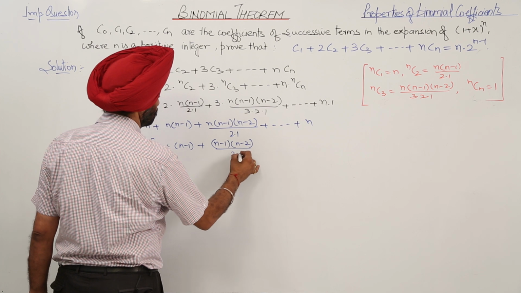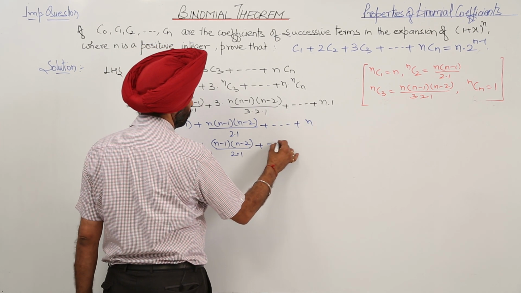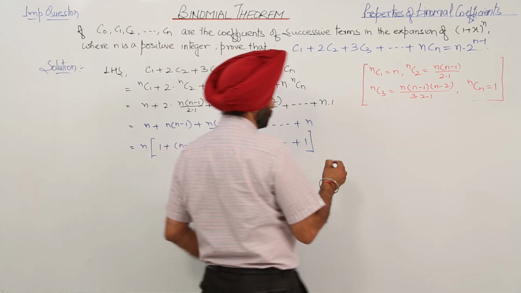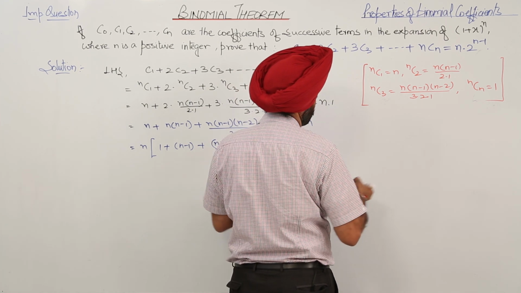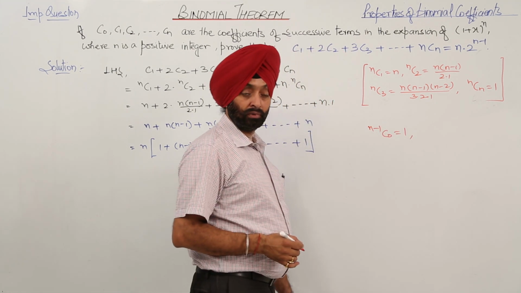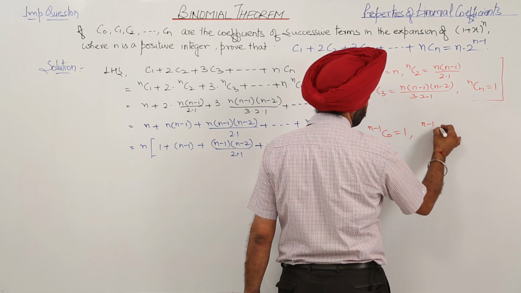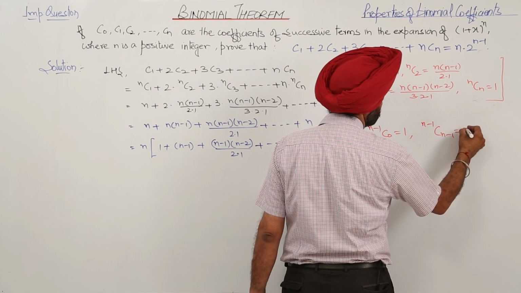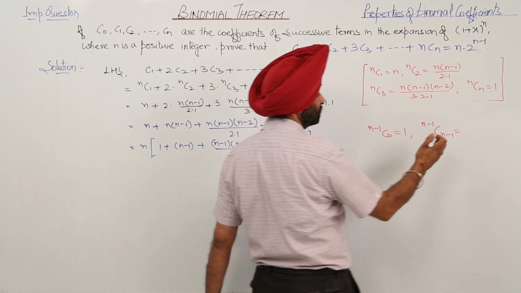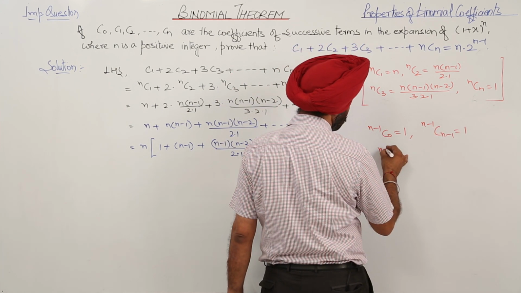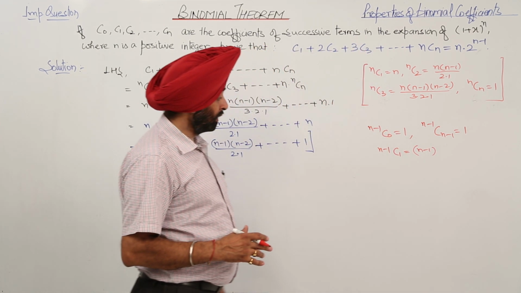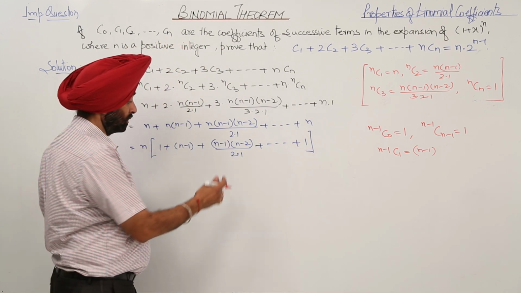upon 2, and so on, plus 1. Now, n minus 1 C0 is equal to 1, and n minus 1 C n minus 1 is equal to n minus 1 C n minus 1, the last term, that is also 1. n minus 1 C1 is equal to n minus 1, like this. Okay, n minus 1 C2 will be this term.